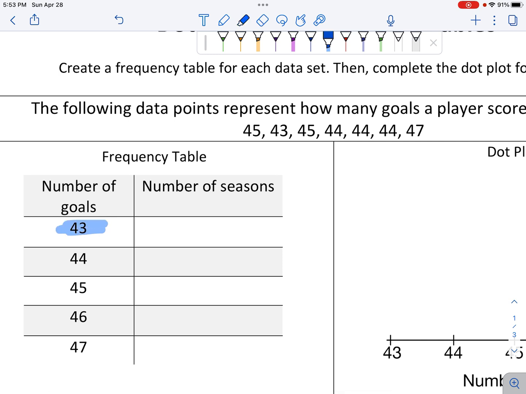So I see that the first number here is 43. So here's 43. It looks like there's just one. So I'll write 1. Then there's the number 44. Here's a 44, here's a 44, here's a 44. That's 3. 1, 2, 3. Then 45, 45. That's 2. 46. Oh my goodness, there aren't any 46s. So we'll say 0. And then 47. Only 1 for 47. So this is a frequency table. Count how many times each data point appears in the list.